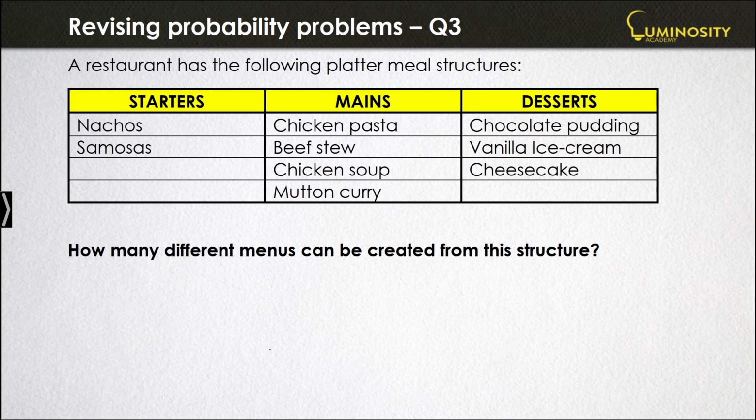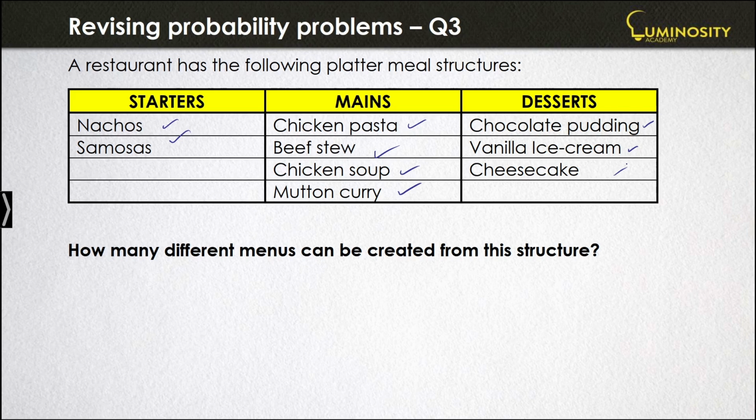From the starters, we have nachos or samosas to choose from. From the main dishes, we have a chicken pasta, beef stew, a chicken soup, and a mutton curry to choose from. And lastly, to end off the meal, we have desserts where you can choose from a chocolate pudding, vanilla ice cream, or a cheesecake. So, how many different menus can be created from this structure?